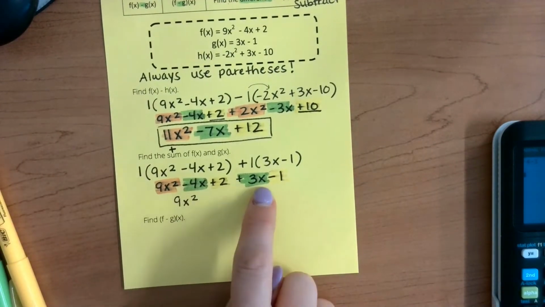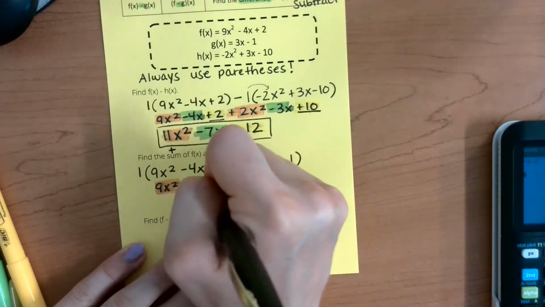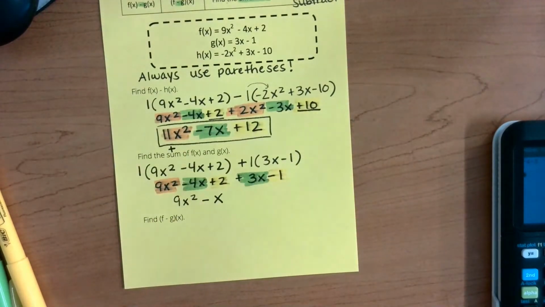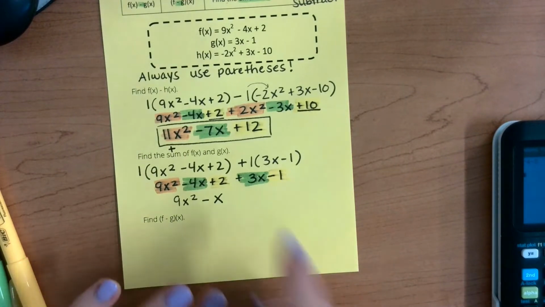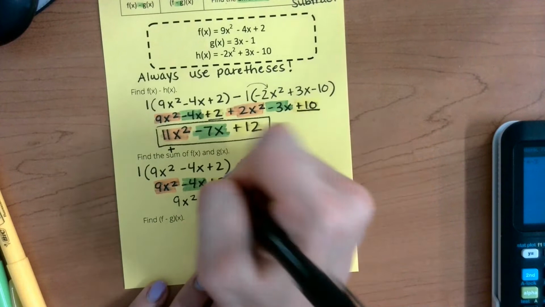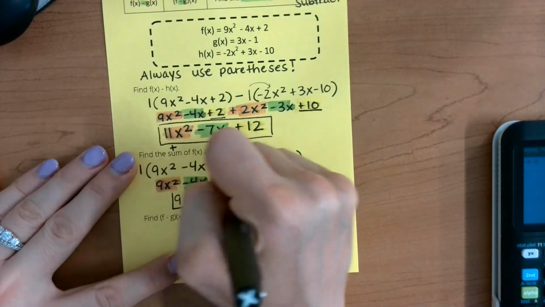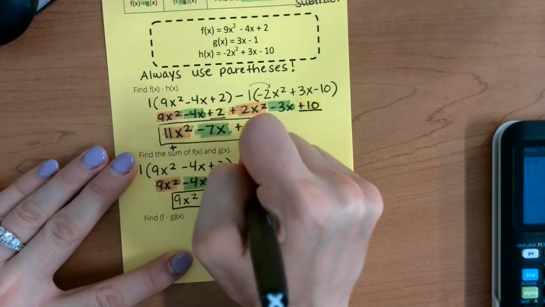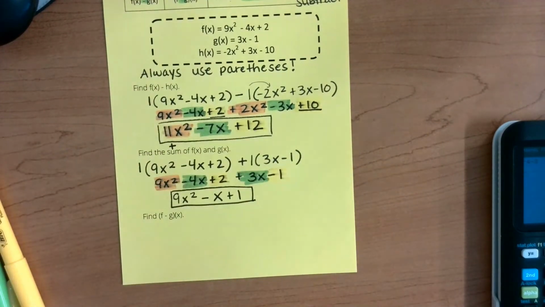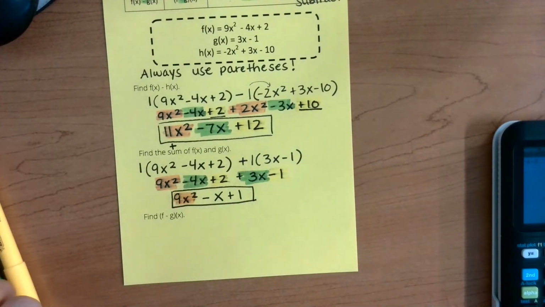So negative 4 plus 3 is negative 1x. Remember, we usually just write it as negative x. That 1 is invisible. And then 2 minus 1 is 1. So plus 1. This is in standard form from largest exponent to smallest. And then again, I'll highlight my terms.